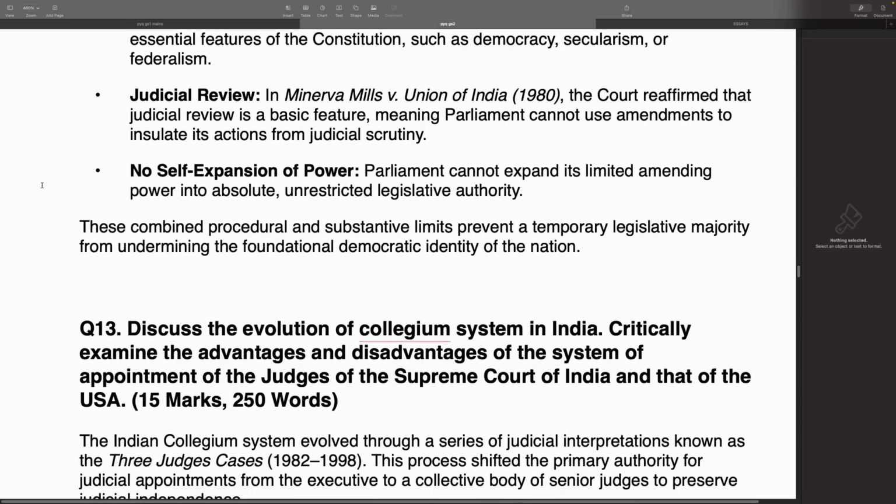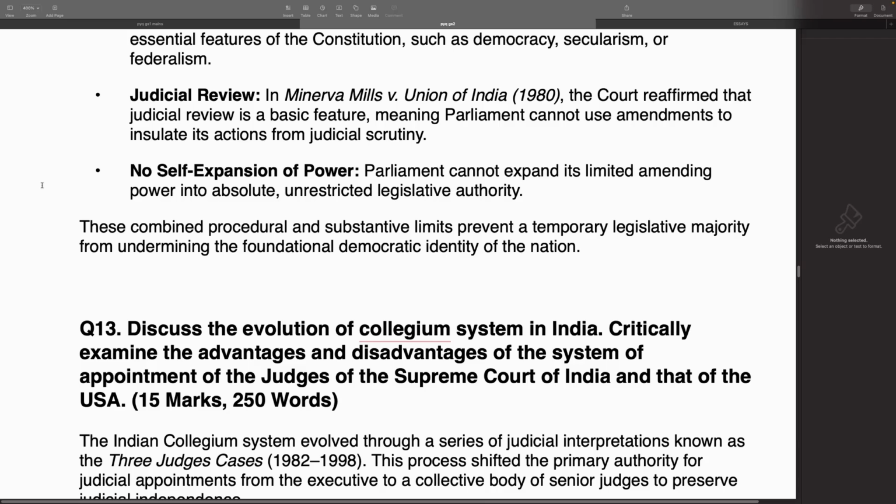Judicial review. In Minerva Mills versus Union of India 1980, the court reaffirmed that judicial review is a basic feature, meaning Parliament cannot use amendments to insulate its actions from judicial scrutiny. This is the expansion of power, by the way, of the court.